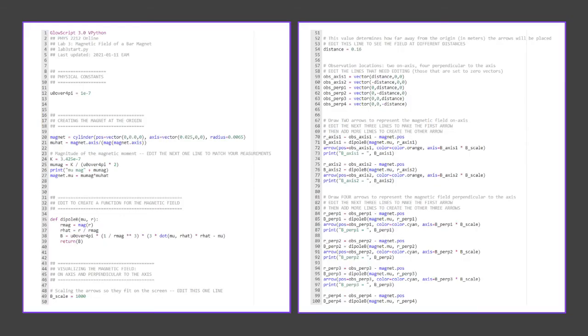And here is my GlowScript code, and you can see that I have mu over 4 pi. I've got calculations for magnet mu hat, for k, the magnitude of mu, and everything that needs to be printed. I set the B scale to be 1000 and the distance to be 0.16 because I thought that was the best image result. I then set all the observation locations, for our axis and our perp.